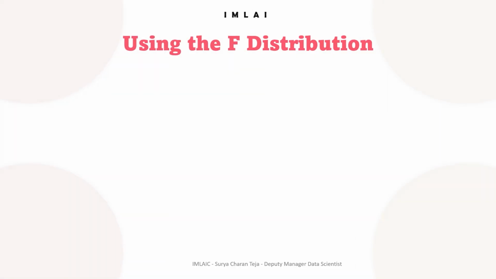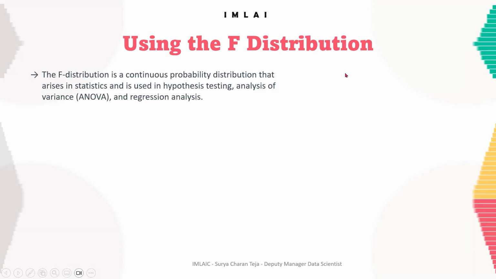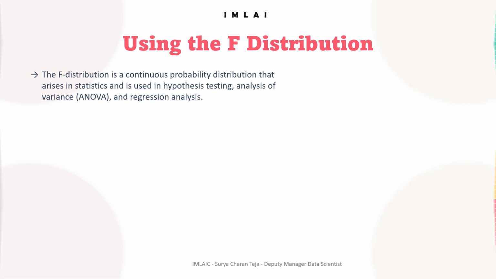Now let's see the F distribution in practice. The F distribution is a continuous probability distribution that arises in statistics and is used in hypothesis testing, analysis of variance (ANOVA), and regression analysis. The F distribution has two parameters: the degrees of freedom of the numerator and the denominator, denoted by df1 and df2 respectively.